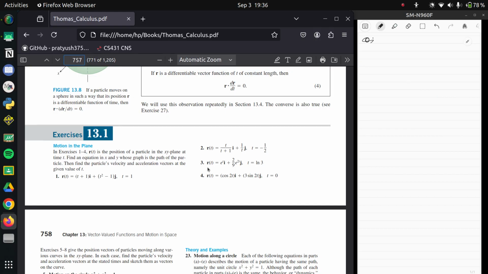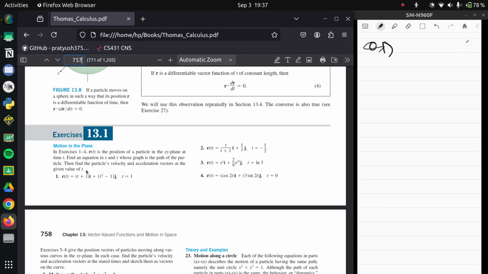Question 1: in exercises 1 to 4, r of t is the position of a particle. Find an equation in xy whose graph is the path of the particle, basically a relation in xy, so this is in the xy plane. Then find the particle's velocity and acceleration vectors. So you're given some sort of parameterization and you just want to find those.